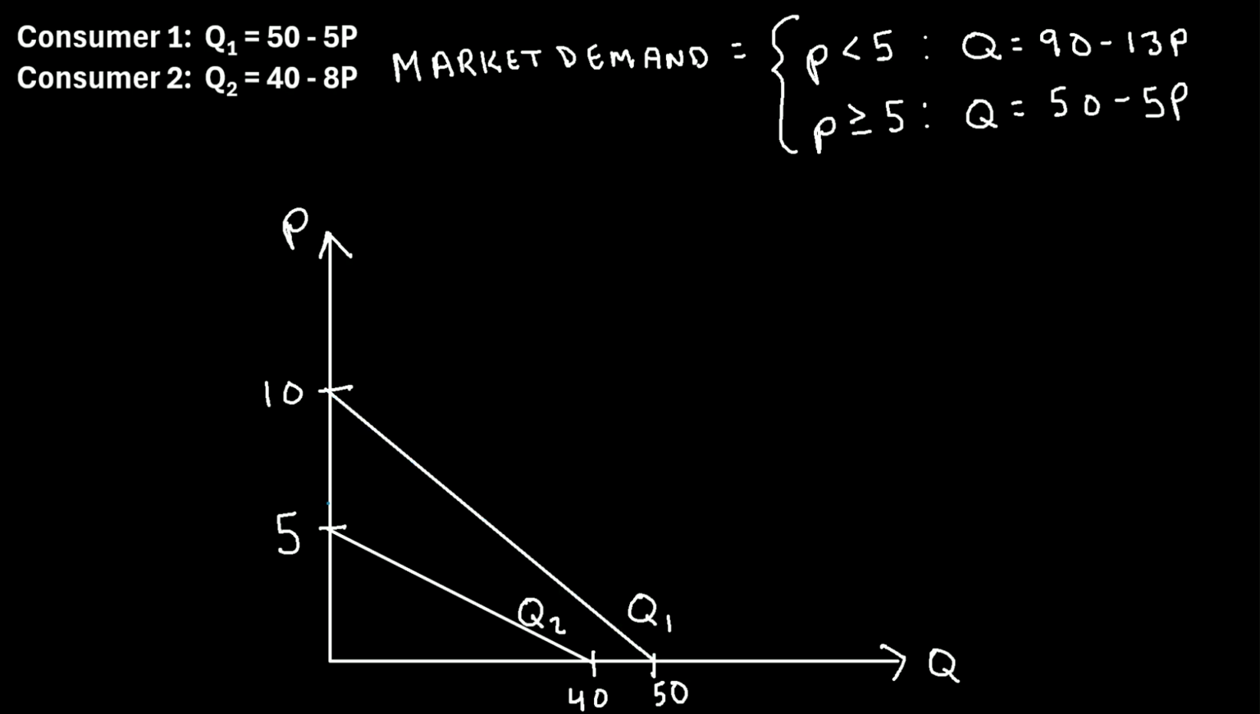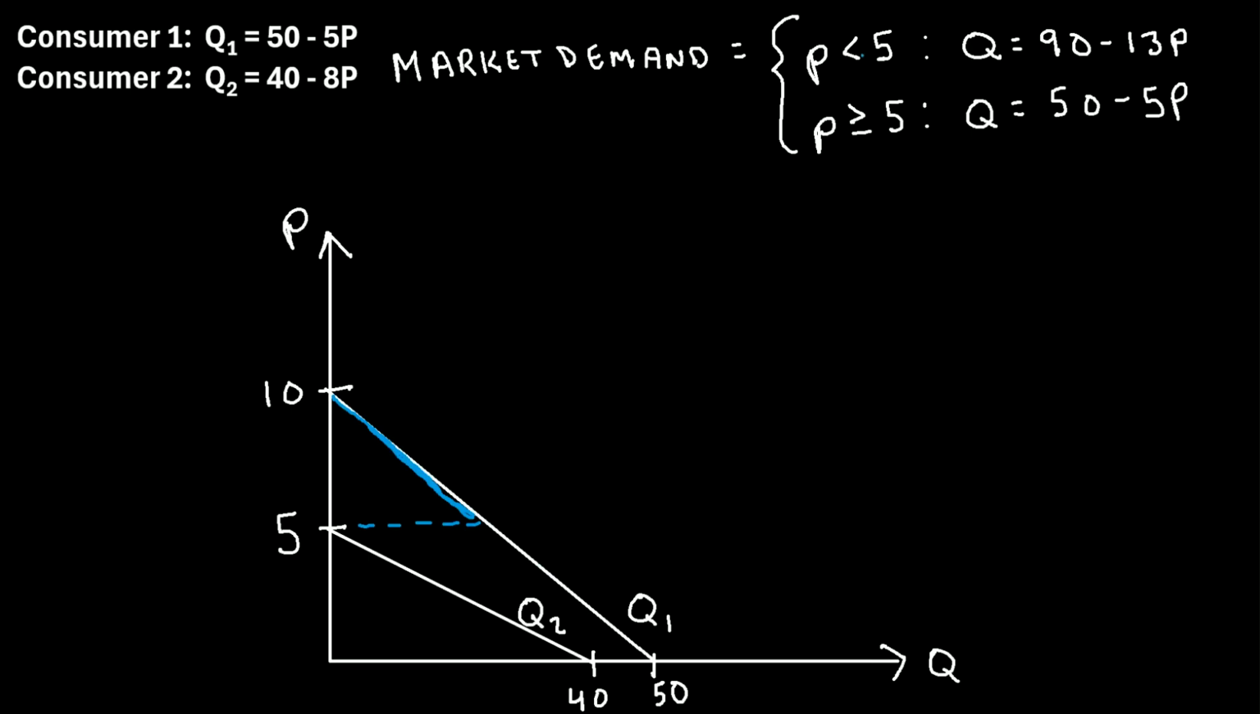So remember, when the price is above 5, so on our graph, 5's right here, when the price is above 5, the market demand is exactly equal to Q1 because consumer 1 is the only one that has demand when the price is above 5. So our market demand line is going to perfectly follow this Q1 line right here all the way until we reach a price point of 5. So once we hit a price point of 5, that's when consumer 2 is now interested in purchasing this good. So what it means is that the market demand function, the slope of this function is going to change. It's not going to keep following Q1.